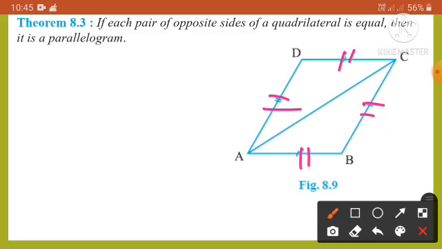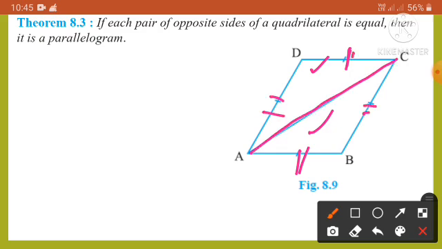Already we have joined the vertices A and C by AC. So here AC is the diagonal. Now in triangle ABC and triangle CDA, AB equal to CD given, BC equal to AD given, AC is the common arm, here is the diagonal. So by applying SSS congruence rule, we can say that these triangles, ABC and ADC, are congruent.